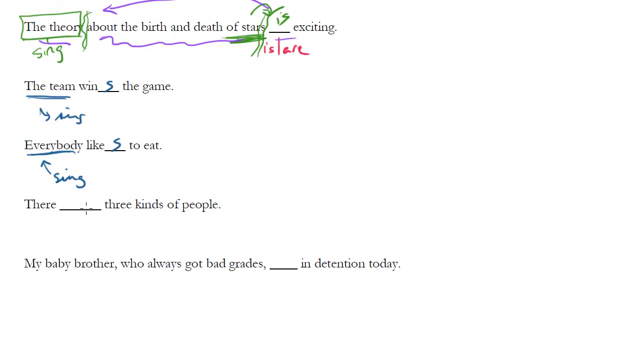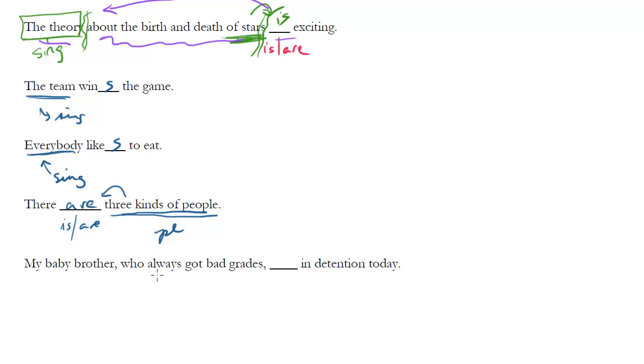How about this? They're blank, three kinds of people. So it is or are. Well, what is or are here? Well, it's three kinds of people, which is plural. So we would use are. So the subject here would be three kinds of people, or, depending on how you look at it. Basically, it's going to make it that plural verb.